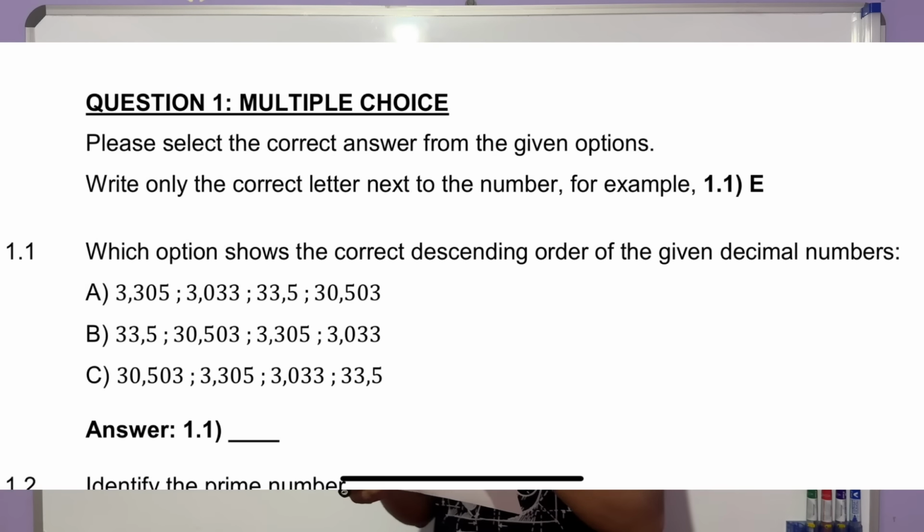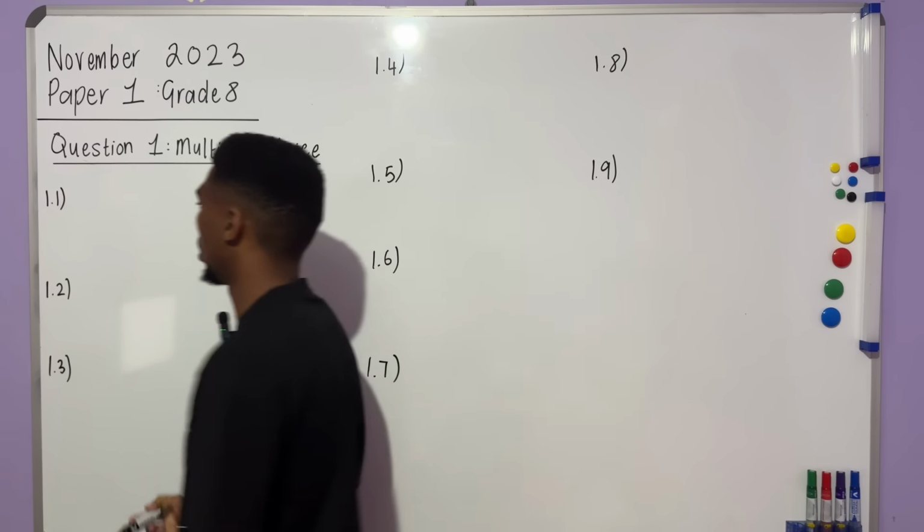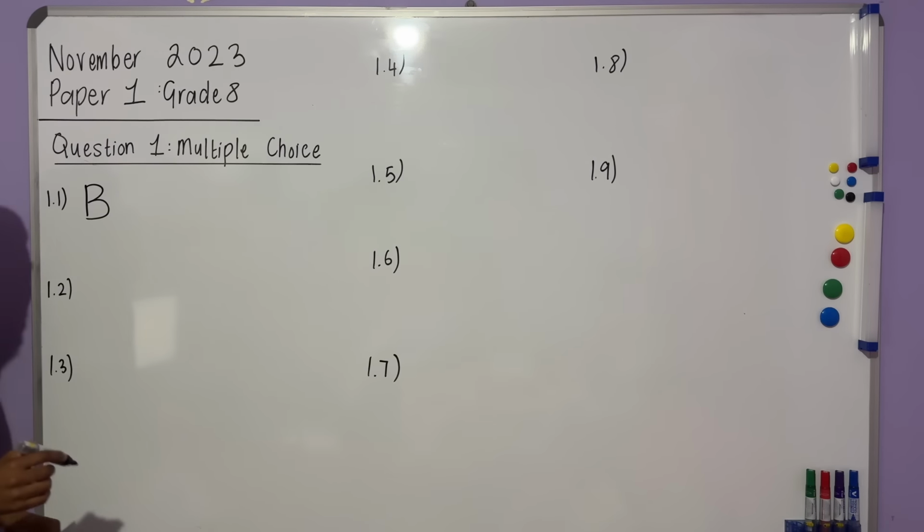It goes from 30,503 to 3,305, which is decreasing, and then it goes to 3,033, which is decreasing, but then it goes from 3,033 to 33,5. That leaves us with the only possible option of B being the correct answer.